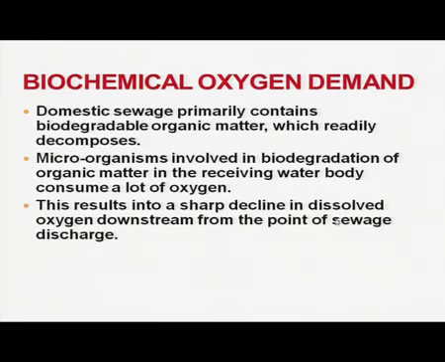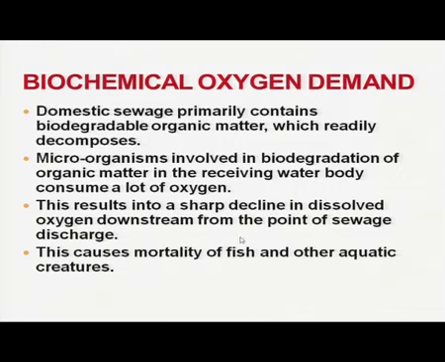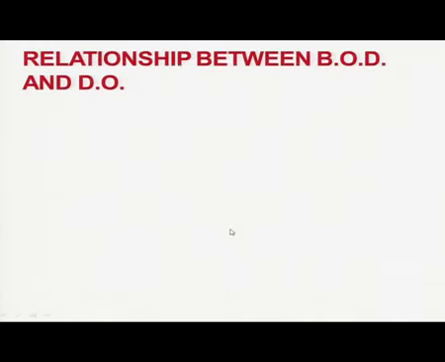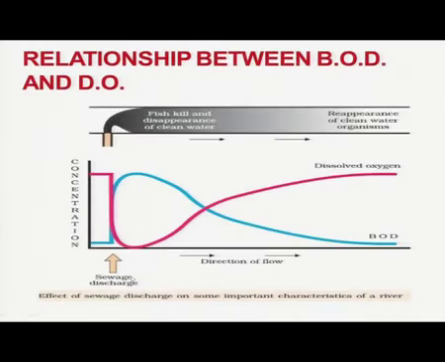This results in a sharp decline in dissolved oxygen downstream from the point of sewage discharge, and this causes the mortality of fish, because if the oxygen is deficient in the lake, it will lead to killing of the aquatic creatures. With the help of this graph, you can understand the relationship between BOD and DO. Here you are seeing the sewage discharge.